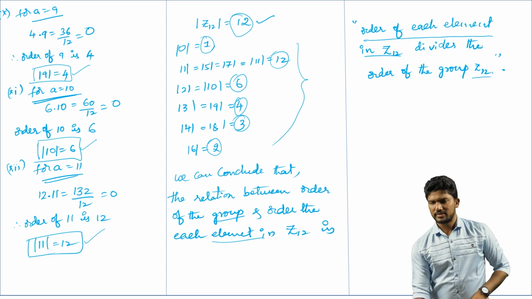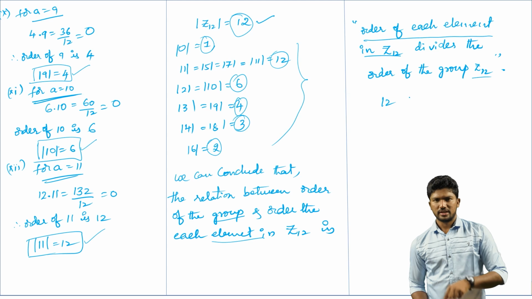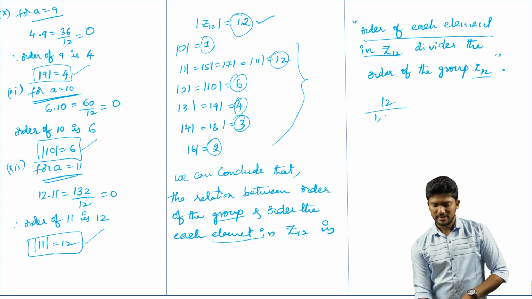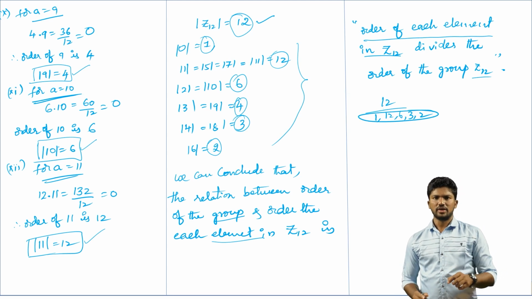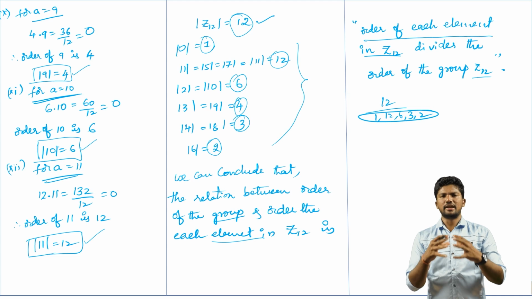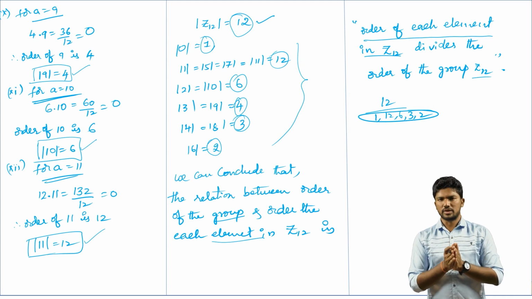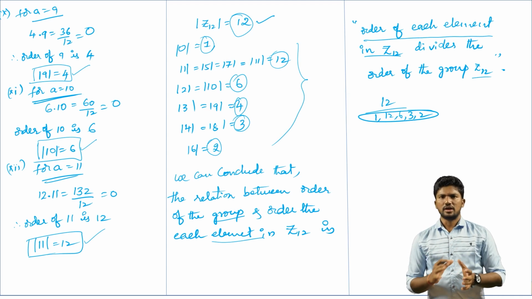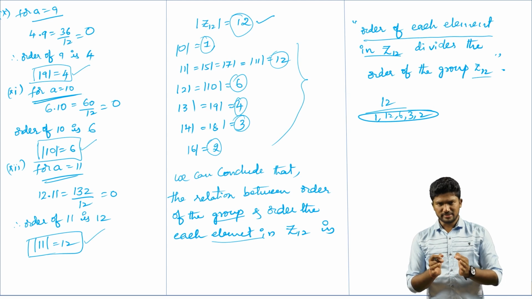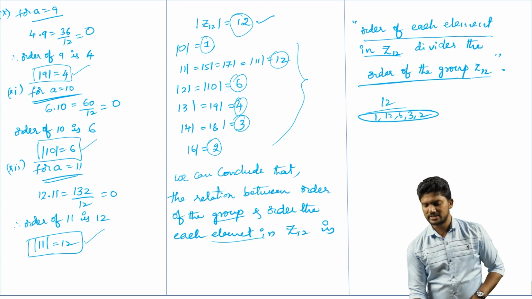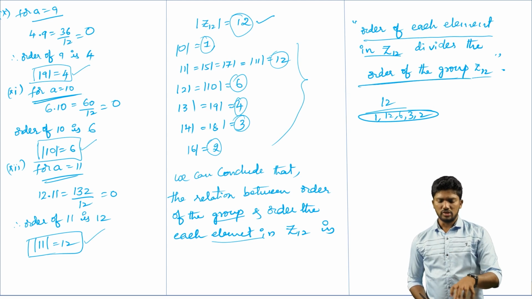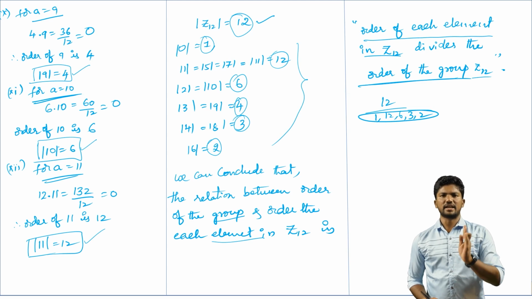Okay, so that is Z suffix 12. Order of the group is 12. This 12 is divided by 1, 12, 6, 4, 3, and 2. These denominator values are the order of each and every element. So therefore, the order of each and every element divides the order of the group. This is the relation we can observe after solving the problem. In the examination, they ask for the relation after getting the final result, so you have to give the conclusion in this format. So this is the solution for the order of Z suffix 12 under addition modulo 12.